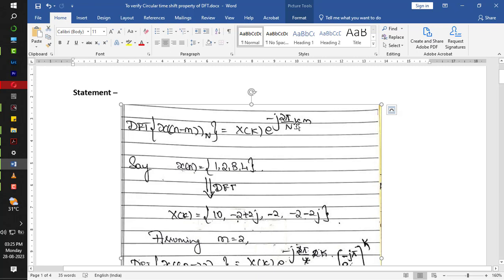Here k varies from 0 to N minus 1, where capital N is the number of points of the DFT which we are going to take, and m is a scalar, a single number, corresponding to the number of shifts here.